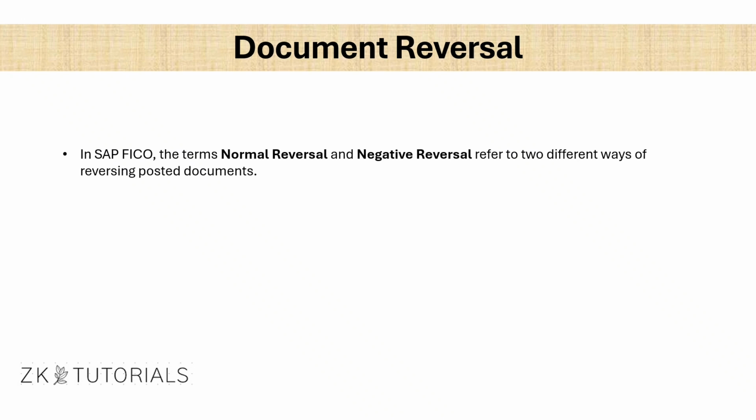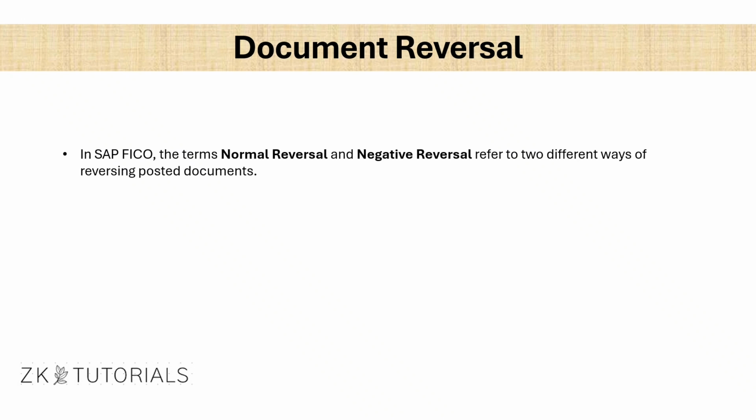Document reversal is needed whenever we post a transaction into a wrong account, or we have posted a wrong invoice. For example, we have incurred some expenses but we have posted it as income. In this case it is not a wrong account, the transaction itself is wrong. So this is one scenario, and negative reversal or the normal reversal can be applied here.